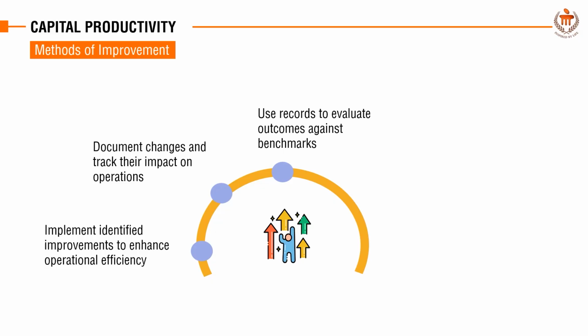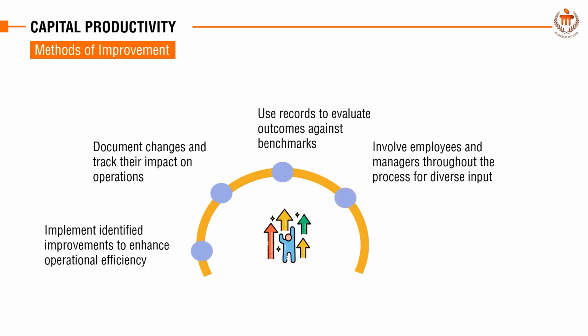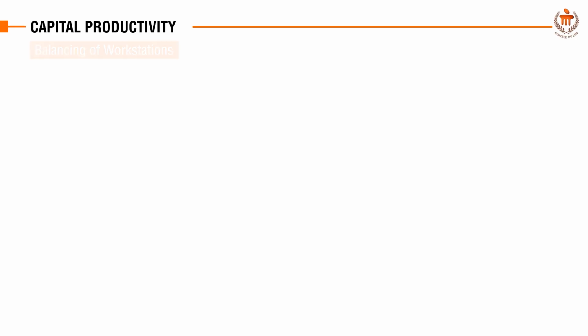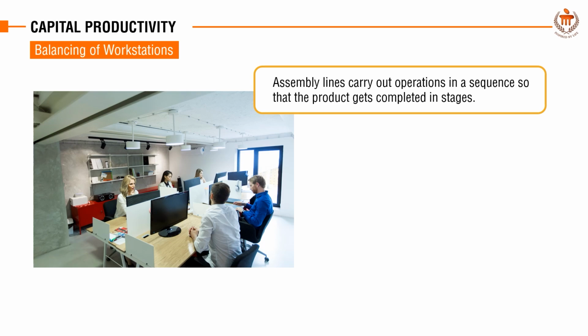against predefined benchmarks. Throughout the methods improvement process, analysts should actively involve all stakeholders, including employees who perform the tasks and managers overseeing operations. Engaging these individuals ensures that diverse perspectives are considered, which can lead to more practical solutions and greater buy-in for the changes being implemented. Now let's move on to the third strategy, balancing of workstations, wherein assembly lines are designed to carry out operations in a specific sequence.